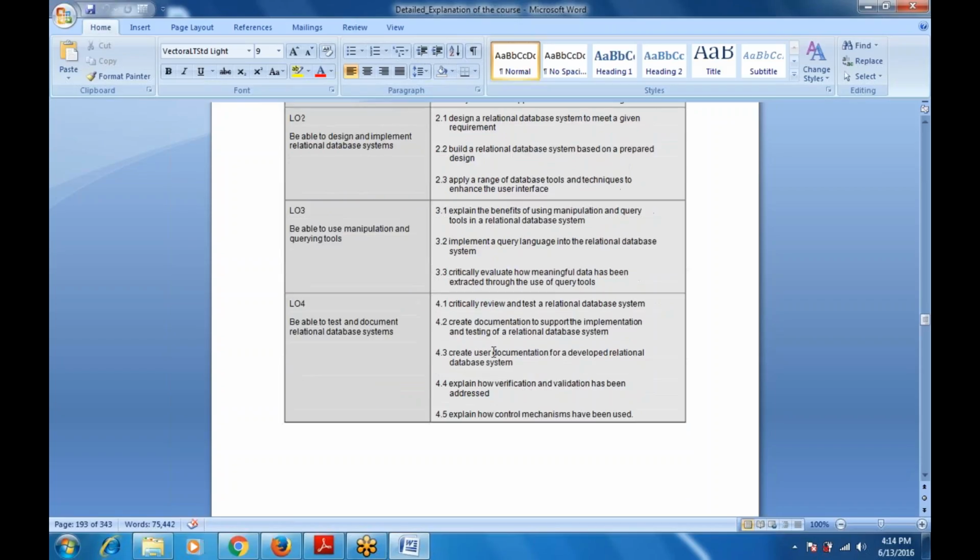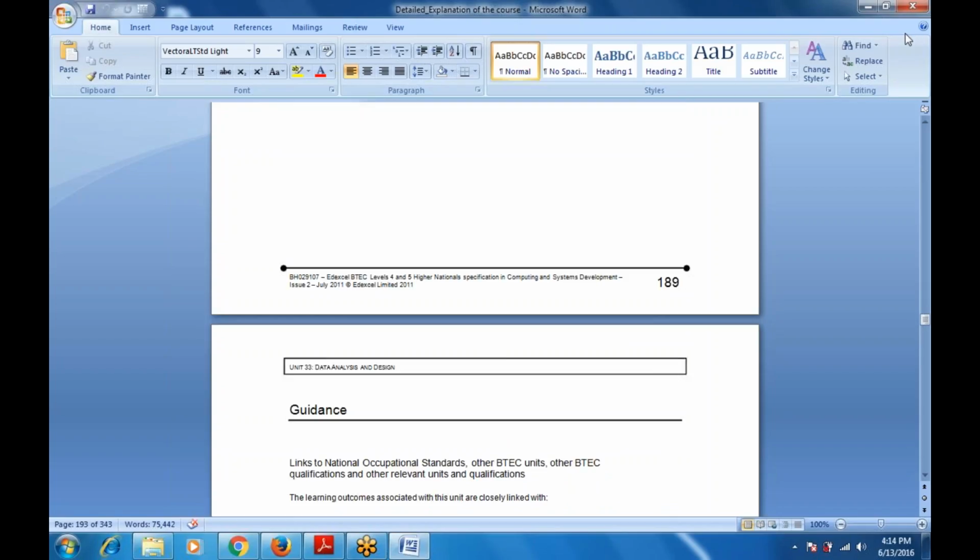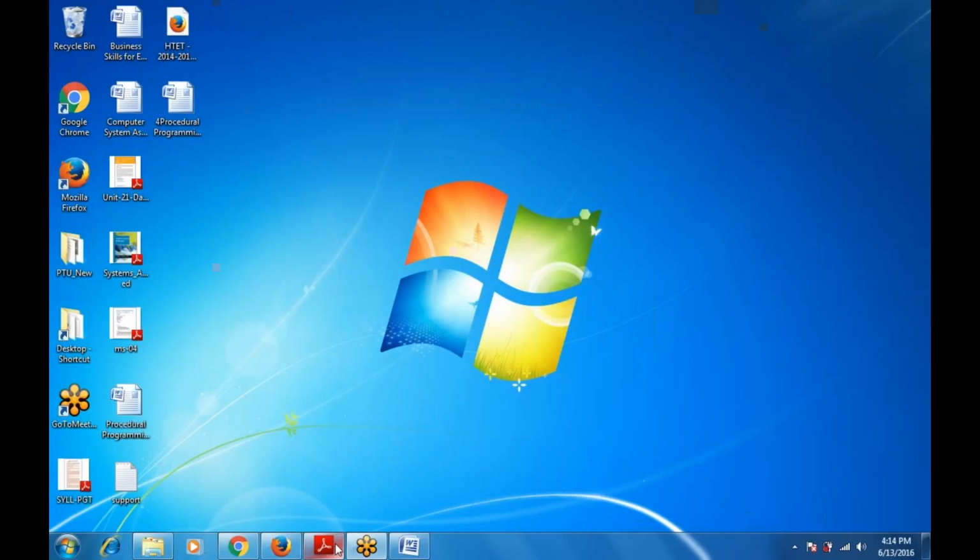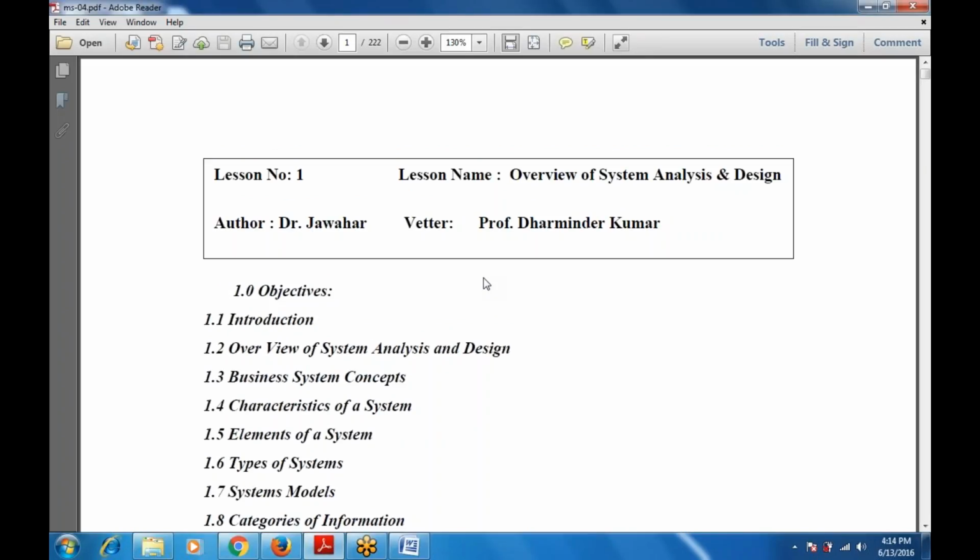So let's begin with the module. Let's begin with the PDF of this module. This is the PDF for this module that will be shared via email. So let's start with the first chapter, that is an overview of the system analysis and the design.